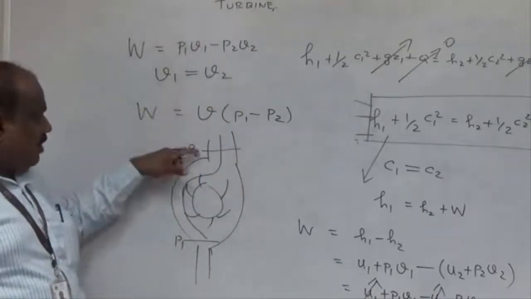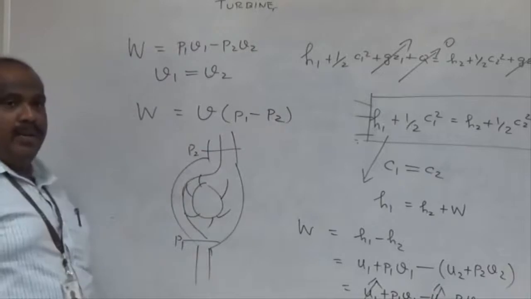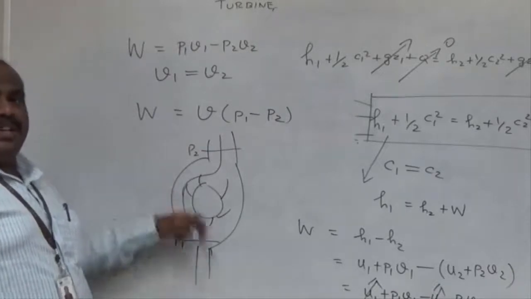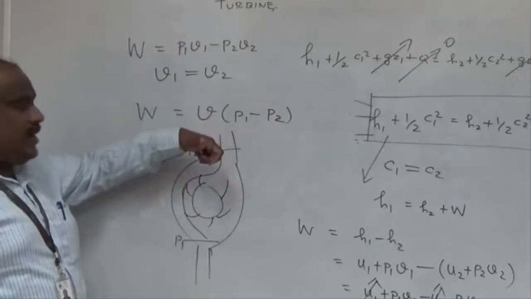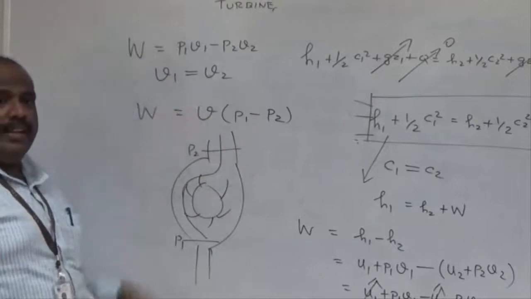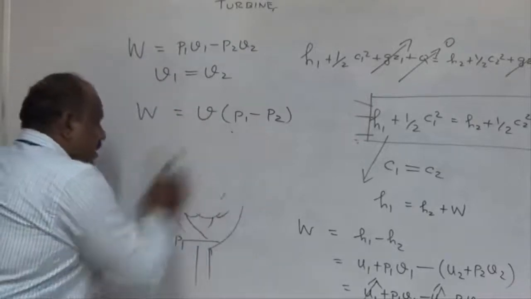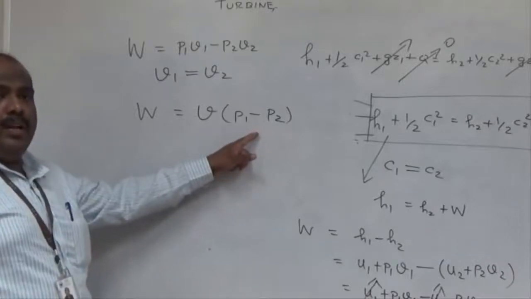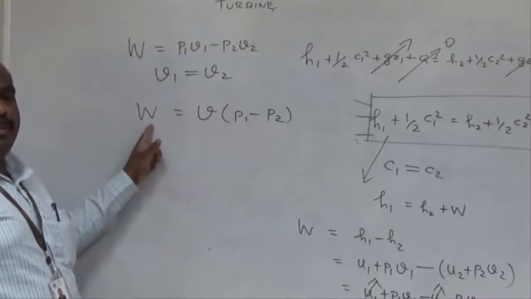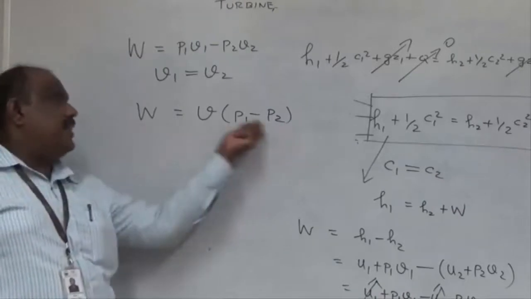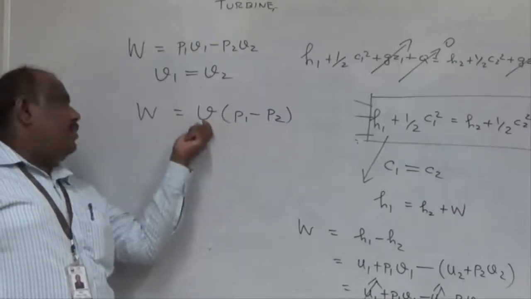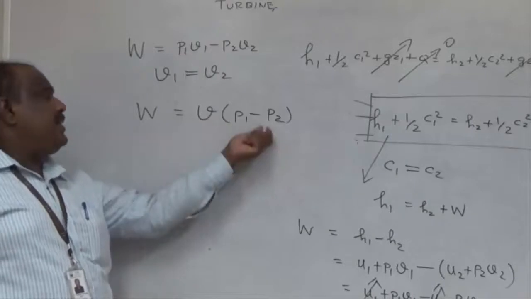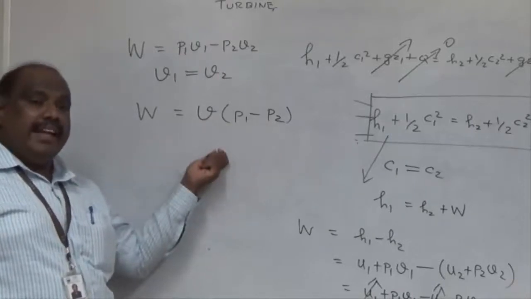Compared to P1, what about the ratio between P1 and P2? Which should be higher? P2. Because of suction, here is negative pressure, and here is delivery. So P2 should be greater than P1. So what about W? Will it be positive or negative? Negative. Because P2 is greater than P1, this expression will end with a negative answer.